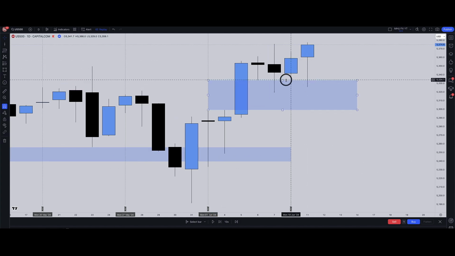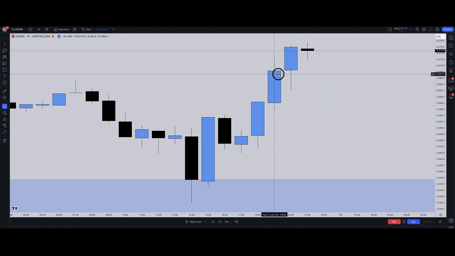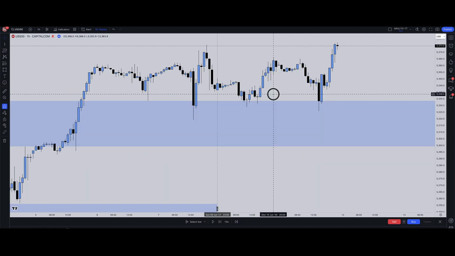We come back down one more time to this level again, to the daily imbalance, and sometimes you're going to get multiple touches at the daily inefficiency. Don't give up on that trade. Let's go down the time frame now. Let's go to the 1 hour time frame. This is the TTTM style of trading.